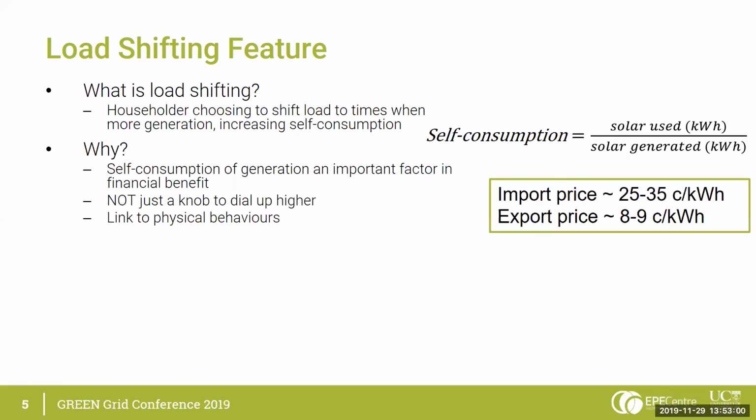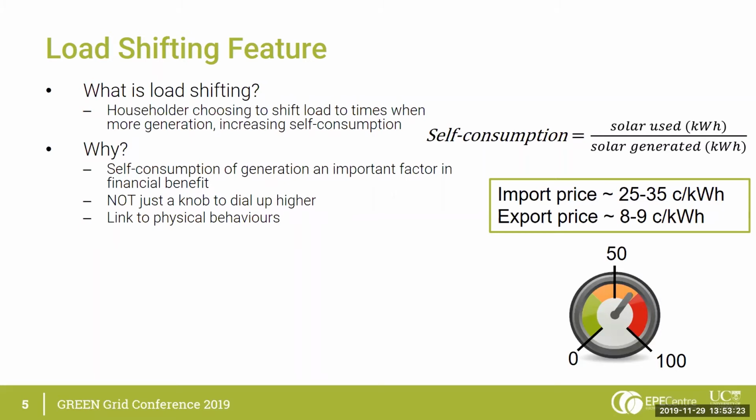And so why do you want to do that? Well, when you look at the import prices and your export prices, it's pretty obvious that any solar generation that you can use yourself comes at 4 times the benefit, as export prices are in the order of about 4 times less. So when EECA talked to us about implementing this, they said they didn't want just a knob that you can dial up and say, oh, look at this, I've got 100% self-consumption, I've got 50%. They wanted to be able to link it to some physical behaviours to be able to help us with the whole point of the tool, which is also about educating the public.